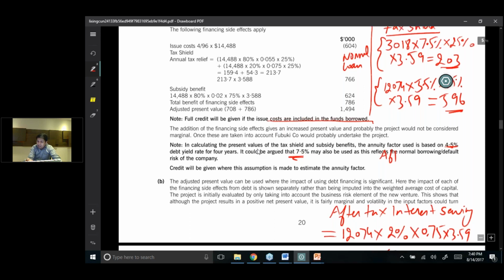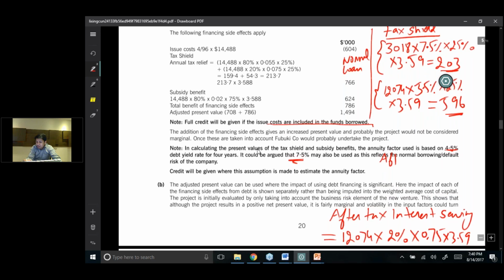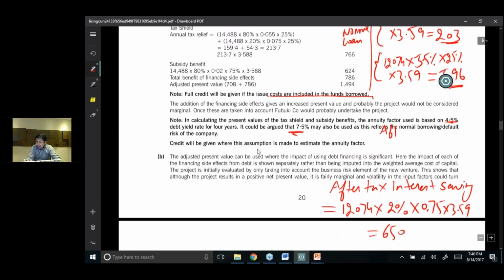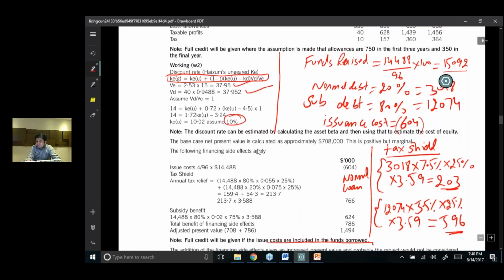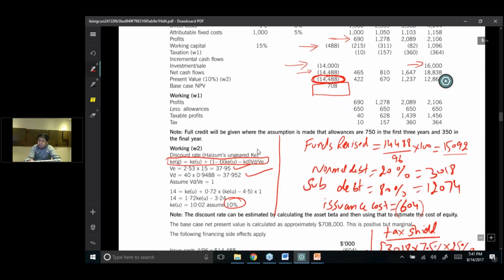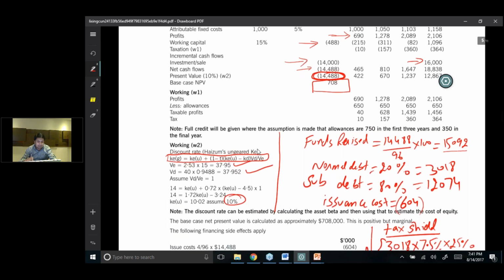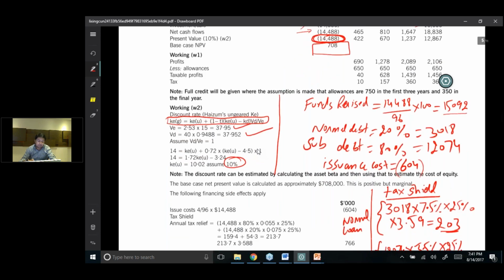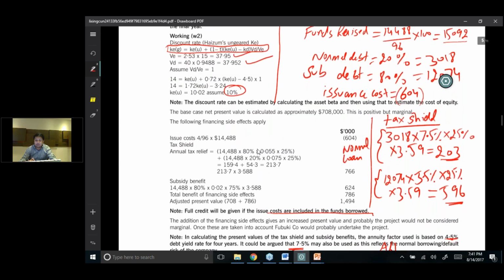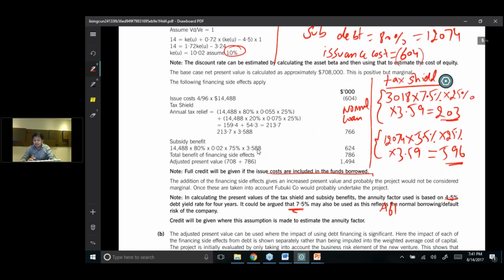So by adding all these values, 203, 596, 650, and deducting the issuance cost, plus the base case NPV, you can take the sum of all these values and calculate the APV. That's how you're going to calculate the APV. An APV answer can still be correct if you have different assumptions from the examiner, because the examiner will always give marks for valid different assumptions. So if you have any question from this part, you can write in the chat box.